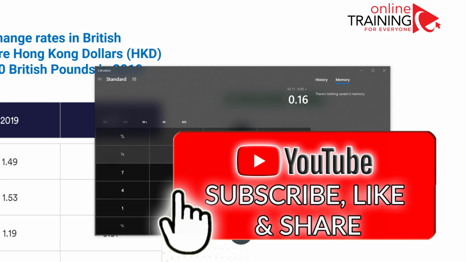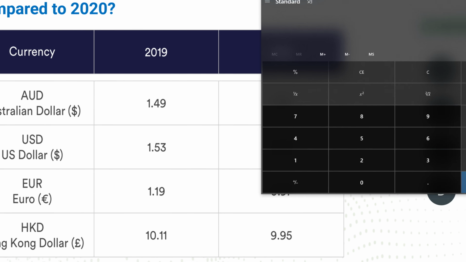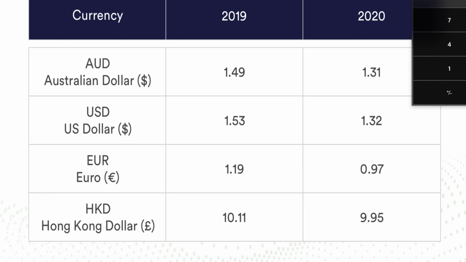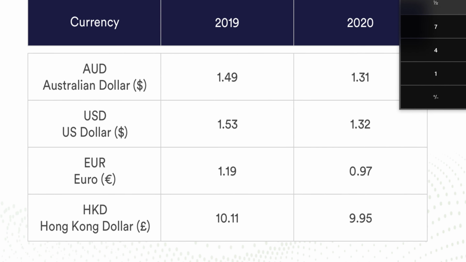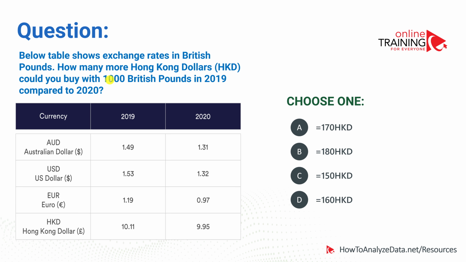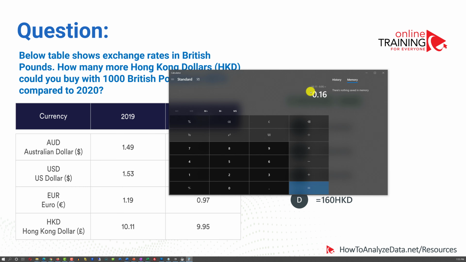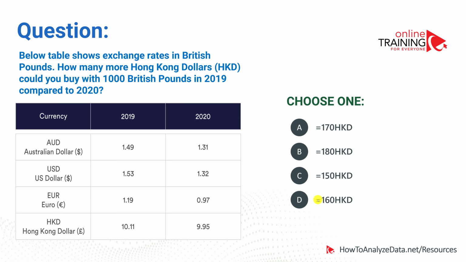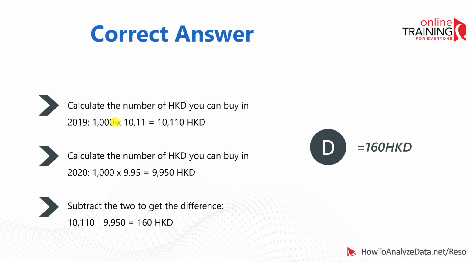After we subtract, we get the value of 0.16, which represents the difference between the Hong Kong dollar conversion rates for 2019 and 2020. But the question asks us to calculate the difference for 1,000 pounds. So for the next step, we need to multiply this value by 1,000. And once we're done with the multiplication, we'll get a value of 160 Hong Kong dollars. So the answer is, you can buy 160 more Hong Kong dollars in 2019 than you could in 2020. Let's look at an alternative way to do it.